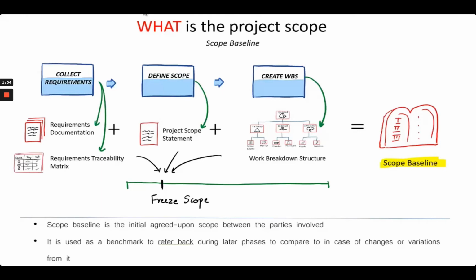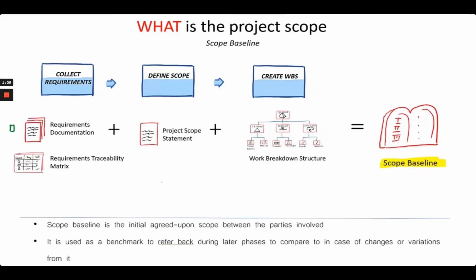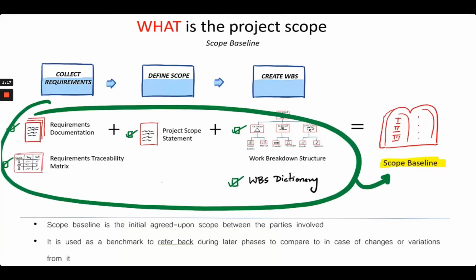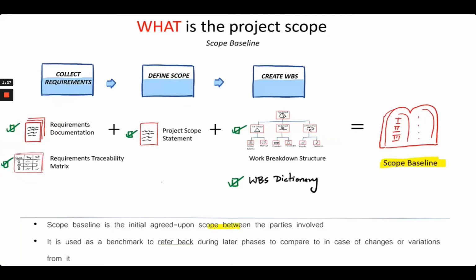The scope baseline is the collective sum of all the documents we got from the previous three processes in the scope management knowledge area. These documents, as we saw, were the requirements documentation, the requirements traceability matrix, the project scope statement, the work breakdown structure, and what is not shown here, including the WBS dictionary. All these documents constitute the scope baseline. The scope baseline becomes the initial agreed upon scope between all the parties involved, and it is used as a benchmark to refer back to during later phases of the project to compare to and see the variations from it.